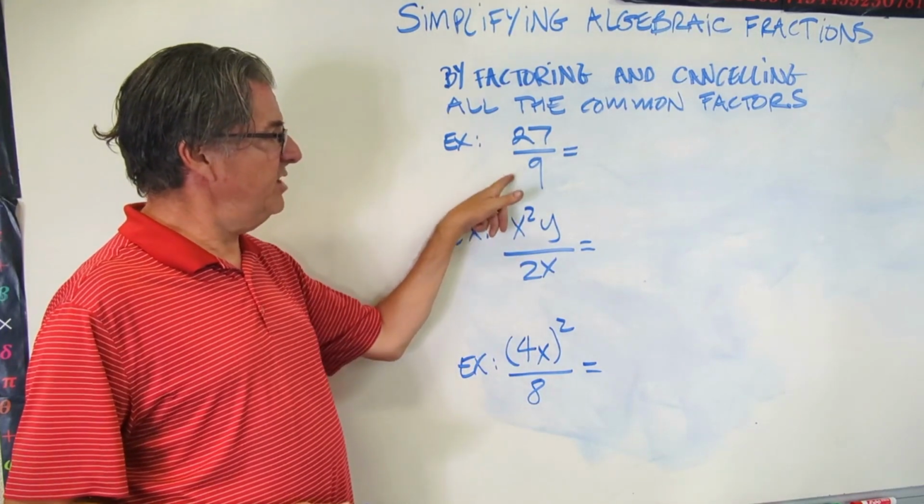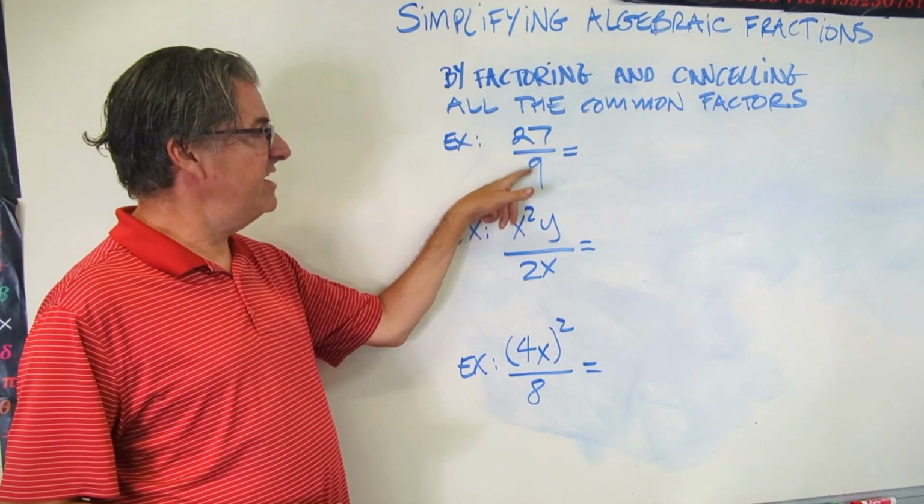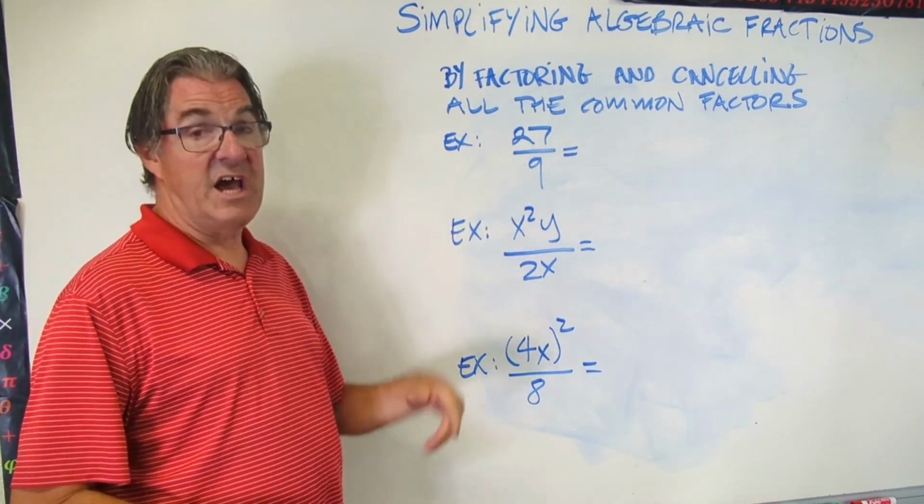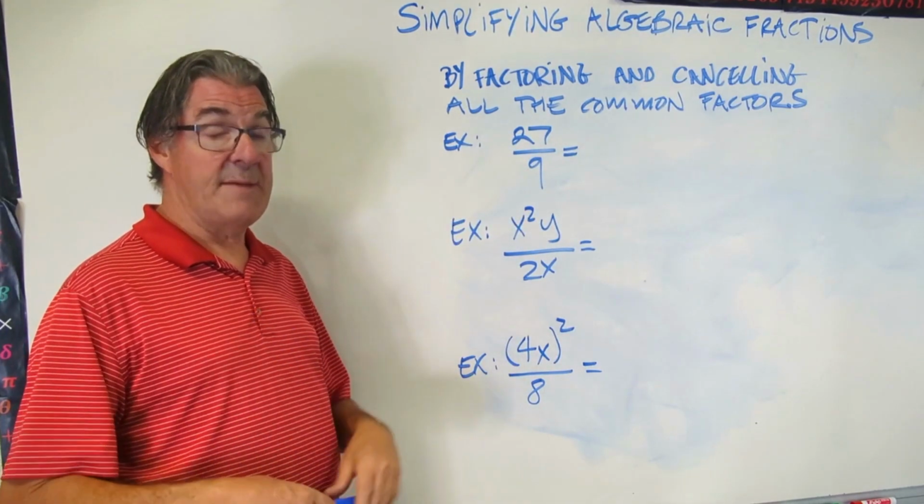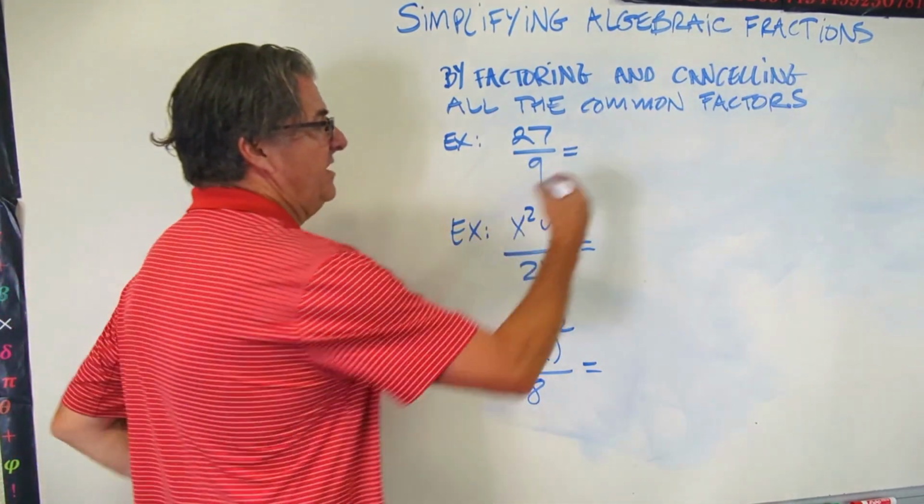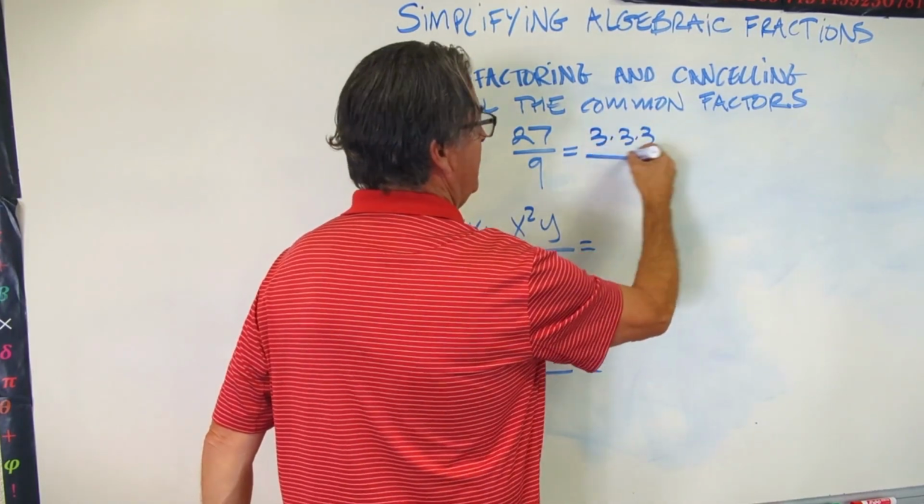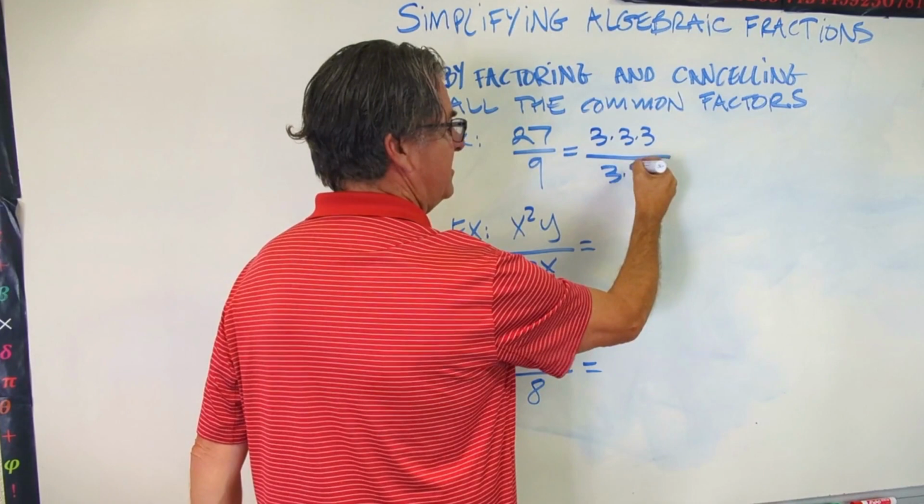So you could pretty easily realize that this is just 3. There are 3 9s in 27, so 27 over 9 is just going to be 3. But I'm going to show you what I mean by factoring and canceling. So 27 is 3 times 3 times 3. 9 is 3 times 3.